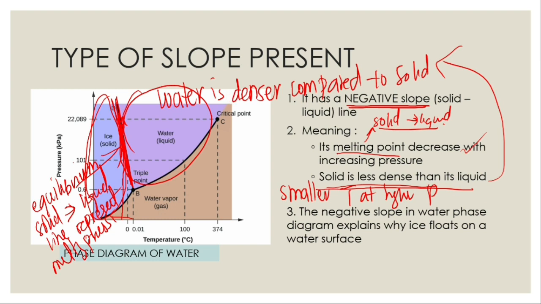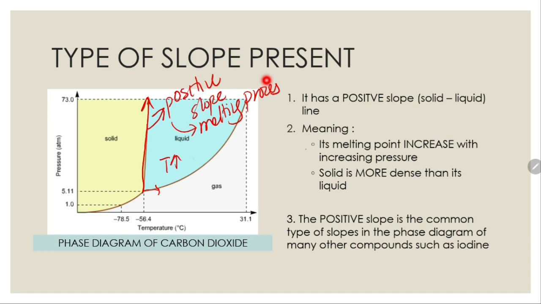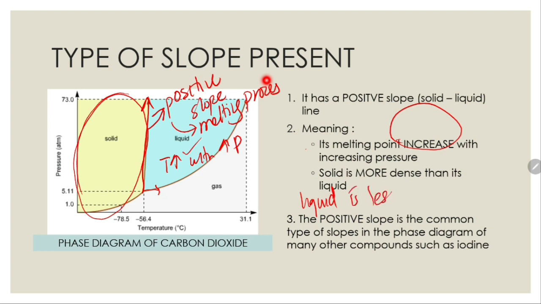Let's look at the positive slope in the carbon dioxide phase diagram. This is the positive slope, and it represents the melting process. You can see it's slanting to the right, which means temperature increases with increasing pressure. So the melting point increases with increasing pressure, and the solid region is larger compared to the liquid. So solid is more dense than its liquid, or liquid is less dense than the solid.